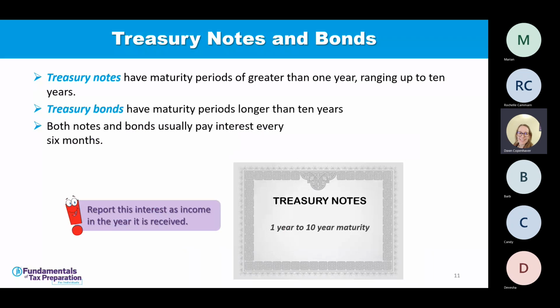Treasury notes have a maturity period greater than 1 year and range up to 10 years. And then treasury bonds have maturity periods that are more than 10 years. Some of them are 30 years.